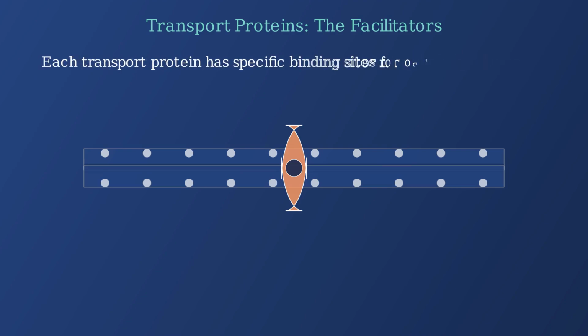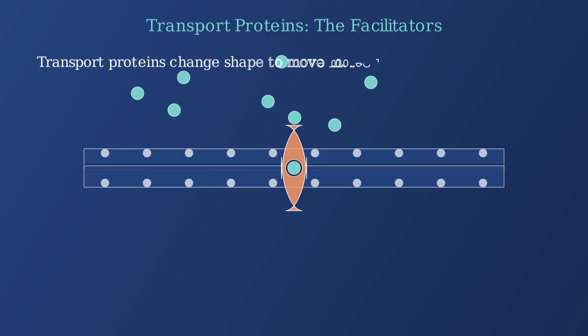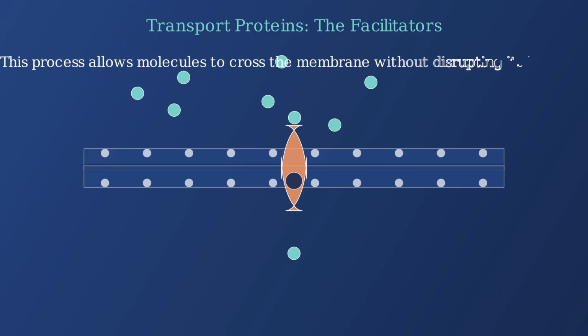Each transport protein has specific binding sites that recognize and bind to particular molecules. After binding, transport proteins undergo a conformational change, altering their shape to move substances across the membrane. This elegant mechanism allows molecules to pass through the membrane without disrupting its structural integrity, which is crucial for cell survival.